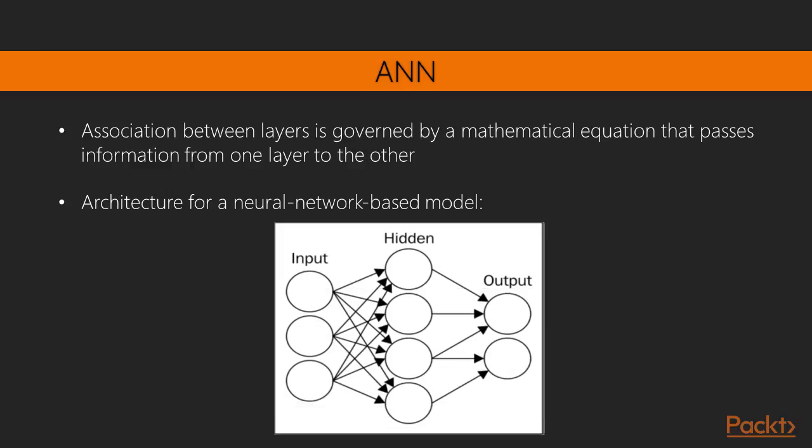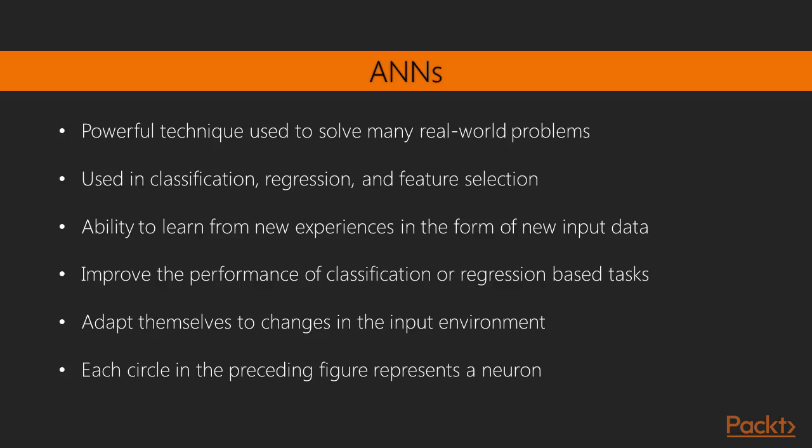The image here shows the generic architecture for a neural network-based model. Here there are three layers: input, hidden, and output layer, which are the core of any neural network-based architecture. ANNs are a powerful technique used to solve many real-world problems such as classification, regression, and feature selection. ANNs have the ability to learn from new experiences in the form of new input data in order to improve the performance of classification or regression-based tasks, and to adapt themselves to changes in the input environment. Each circle in the preceding figure represents a neuron.